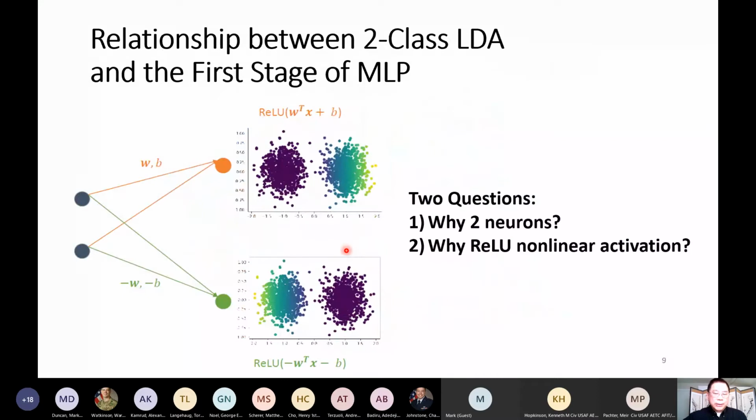Now there are 2 questions. In traditional one-stage linear discriminant analysis, you don't need 2 neurons. You just have a response, positive, negative, or 0, right? You use the response to tell you which side you are on. But now, why do you need 2 neurons that remember only a half plane? That's question number 1. Another question is why you need a ReLU nonlinear activation. What role does the ReLU play here?